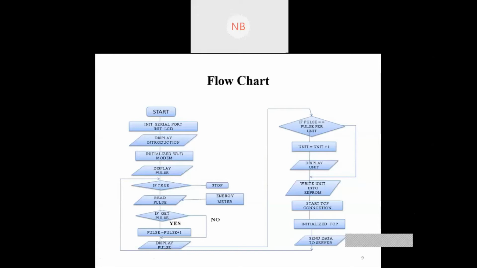Now, we'll write this unit to our EEPROM to store this data. We know that EEPROM is used to store a small amount of data. After that, we'll start the TCP, that is Transmission Control Protocol. For any type of internet service to operate, it always needs some protocol. That is the TCP protocol we are using here. After that, we'll initialize the TCP and send data to the server, as I have discussed in the block diagram. And this is our system through the flow diagram.